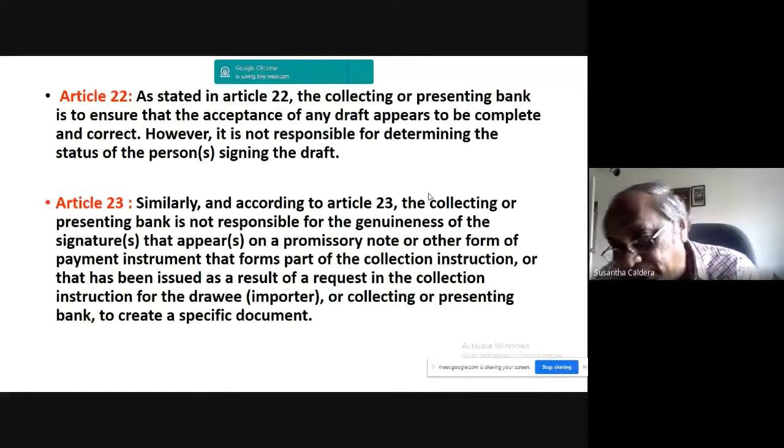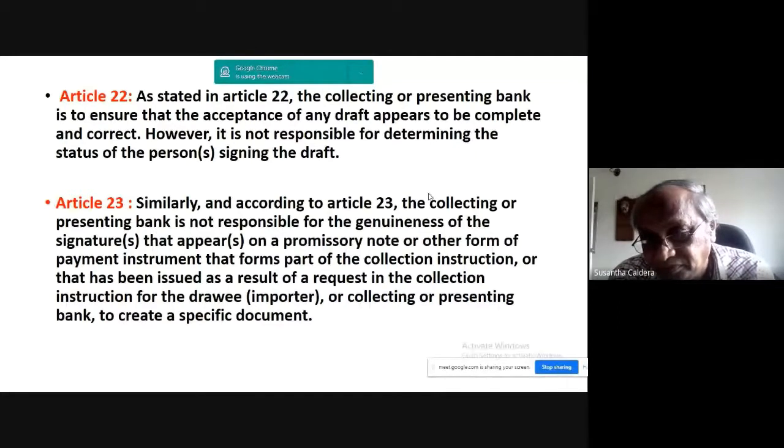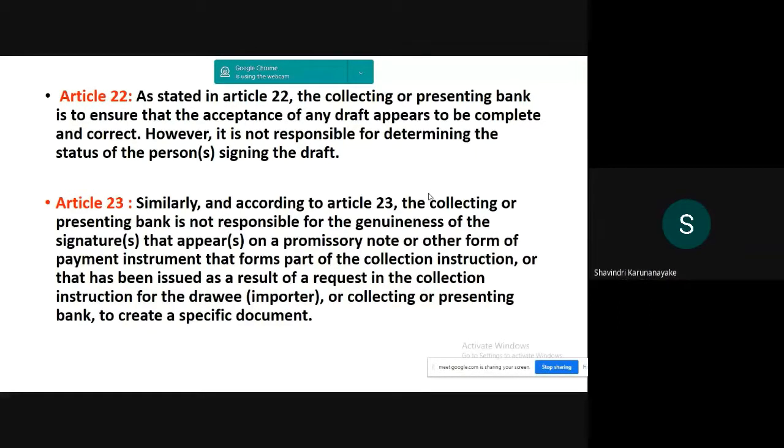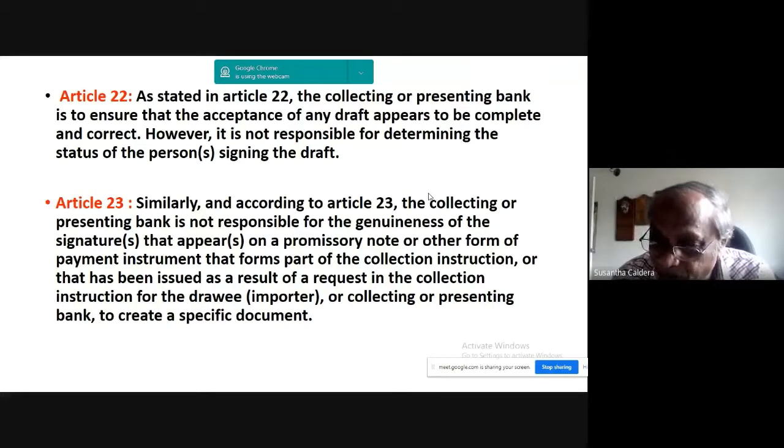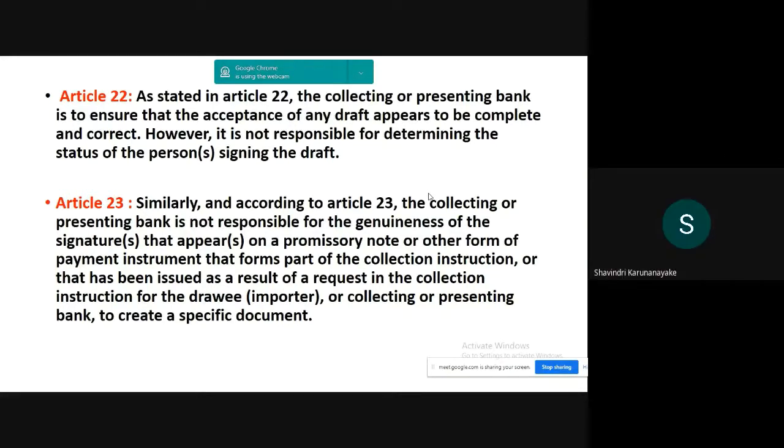Shavindra, can we do that? We can't, sir. Can we pay or not? No, we have to pay.